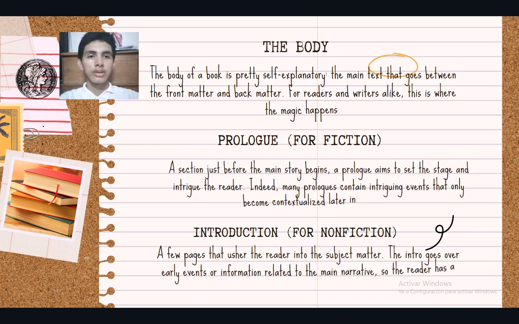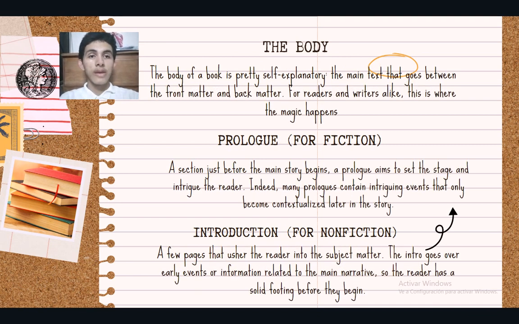The body. The body of a book is pretty self-explanatory. The main text that goes between the front matter and back matter for readers and writers alike. This is where the magic happens. The following is just for fiction books.